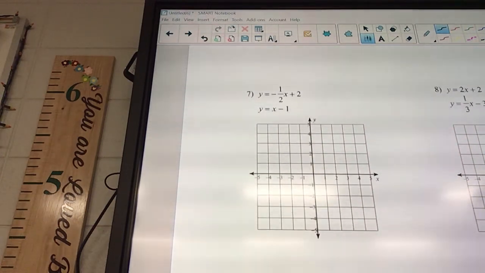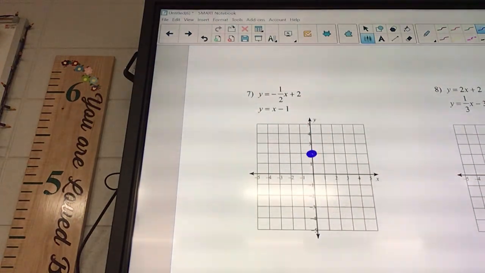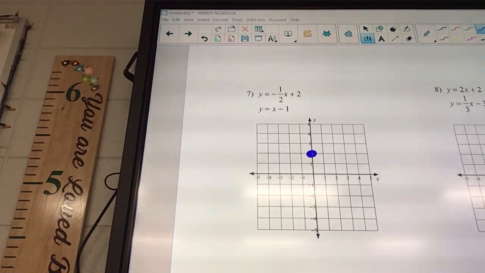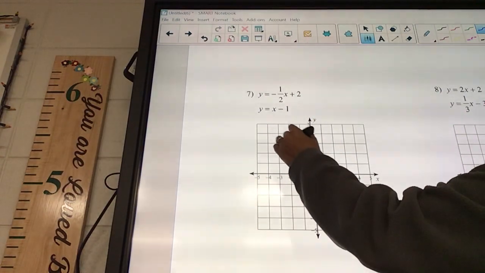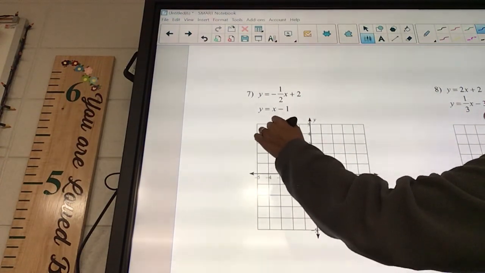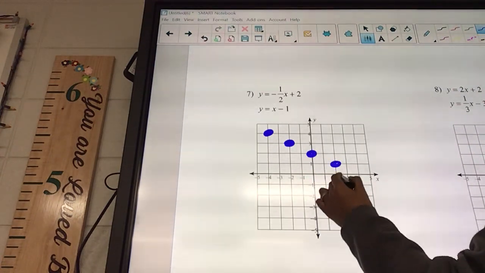Number 7. Line 1 starts at 2. And it has a slope of 1 over 2. So we're going to go up 1 over 2 to the left. Up 1 over 2. Okay, and then you need to check all the down. So down 1 over 2. Down 1 over 2.